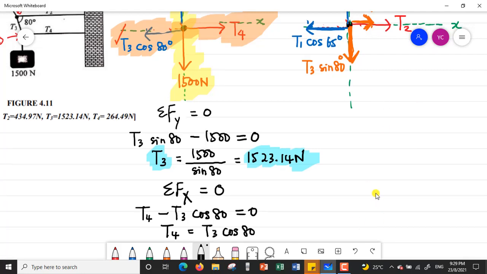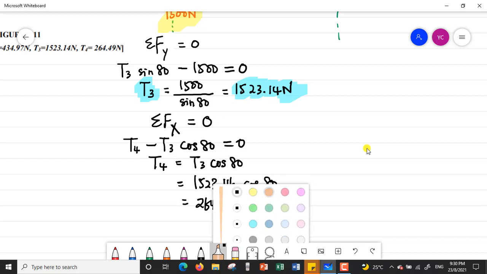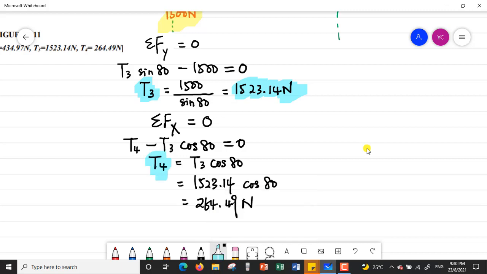T3 cos 80, and then we already know the value of T3, so 1523.14 cos 80. So I'll get my T4 is 264.49 Newton. Yes, we are done with our T4. Okay, so we get our value of T4. Now we are going to solve T1 and T2.